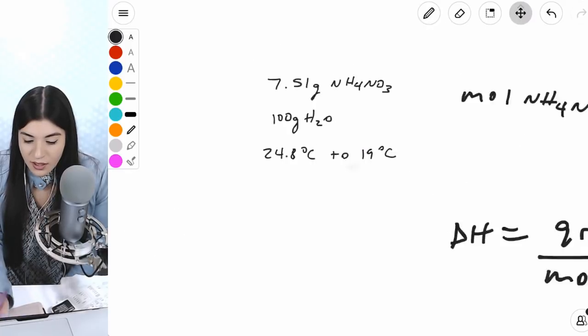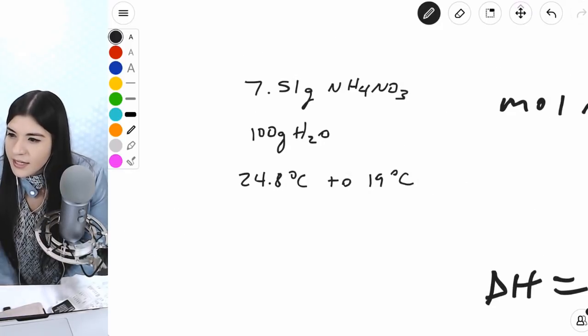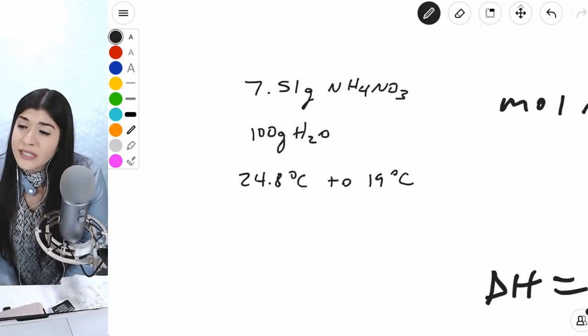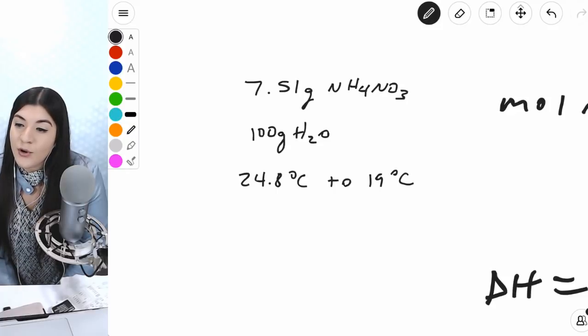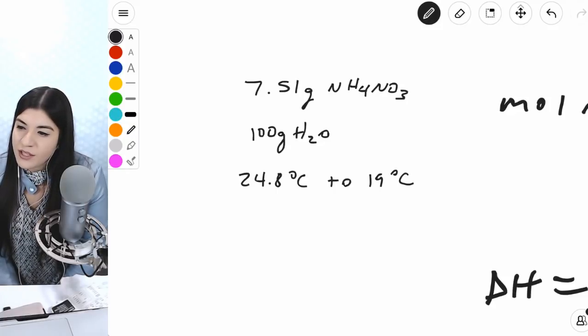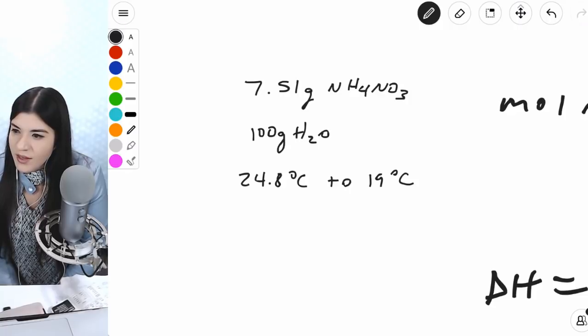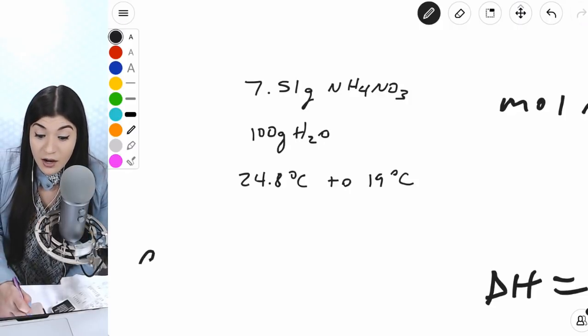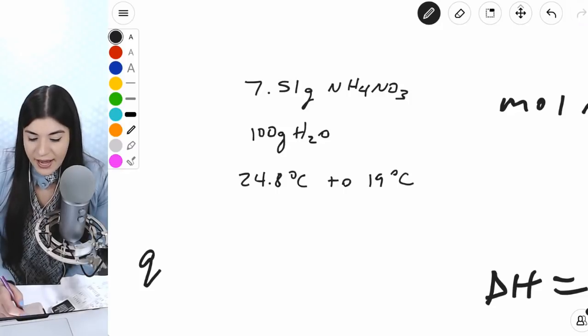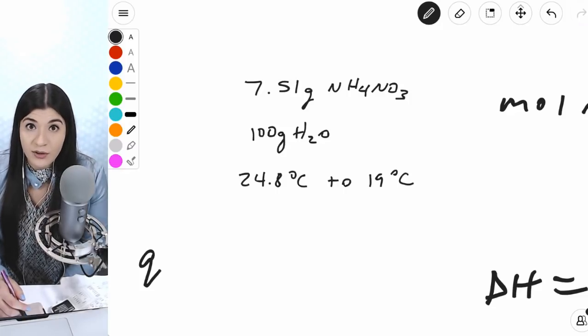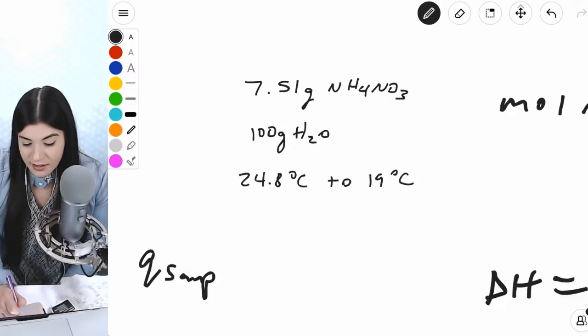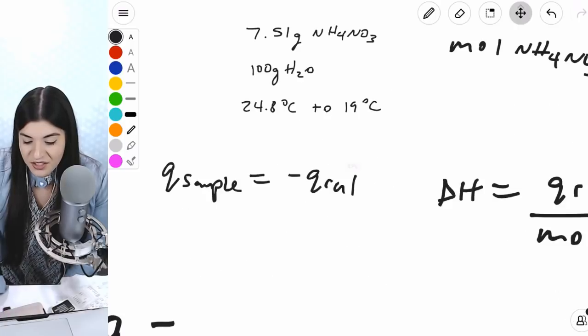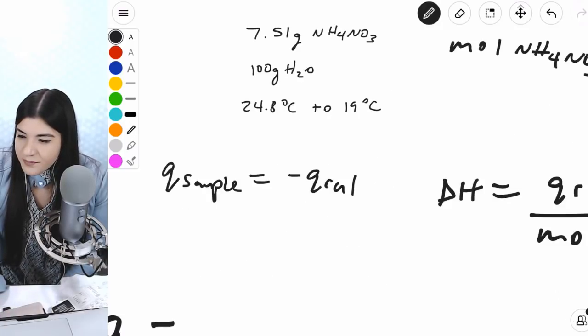Before I even do so, let's just figure out what they gave me: a sample is placed into water in a calorimeter, and the material dissolves in the water and the temperature of that drops. Okay, so this is really similar to that other one that we were doing, where let's say we had metal, the Q of our metal is equal to the negative Q of our water. Same concept here, except we have some sort of sample, and then this would have been negative Q of our calorimeter.